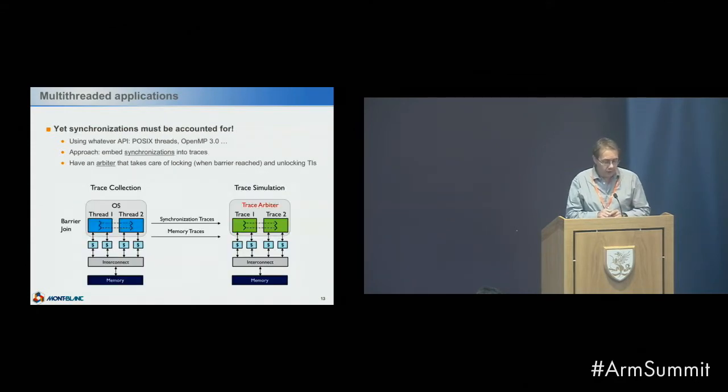Yet, if you do that, you have to take into account the synchronizations because there's always an underlying API, pthread, OpenMP, whatever, and there's always synchronization. So I'm not going any further with that because I have details on the current work on it, but essentially it relies on having a trace arbiter that makes sure that whenever a thread reaches the barrier in trace-driven simulation, it goes no further until the other thread reaches the barrier as well.